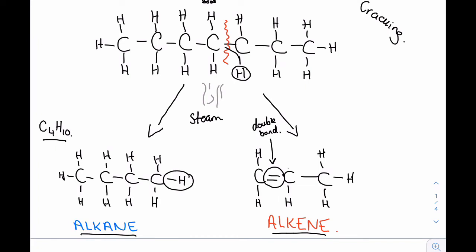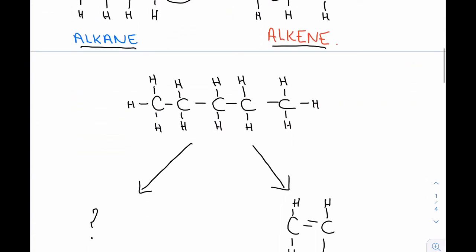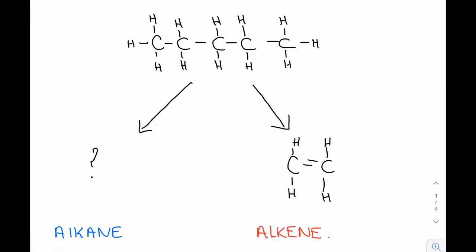If you've got one of the products, either the alkene or the alkane, you can work out what happens next. Because you can work out where it's split, and therefore you can work out how many hydrogens and carbons are going to be on the other side. So I'm going to show you one more, and then I'm going to get you to have a go at working out the product. So here's one.